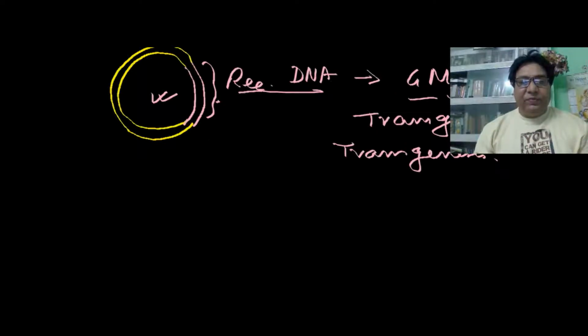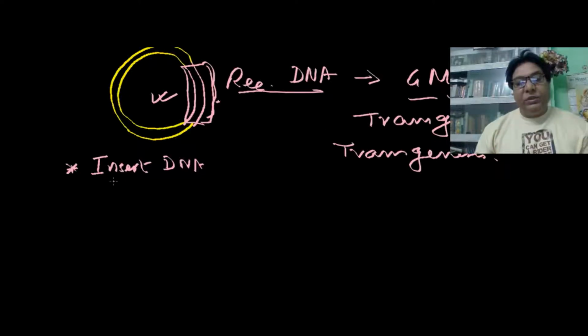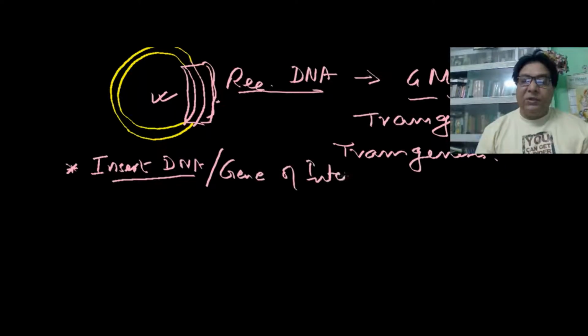So genetic engineering involves a number of steps. Those steps can be enumerated as follows. First of all, we need to have insert DNA, that is this part of the recombinant DNA. You need to have that first, and it is a particular gene of interest that needs to be transferred. So you need to isolate first the gene of interest.